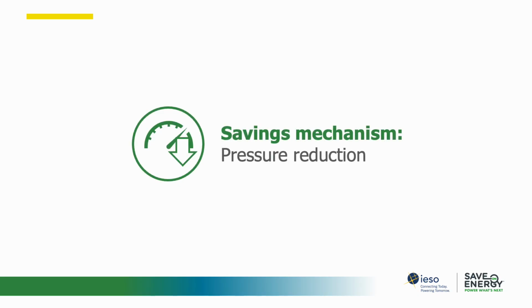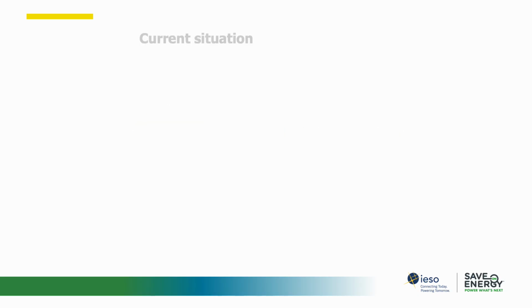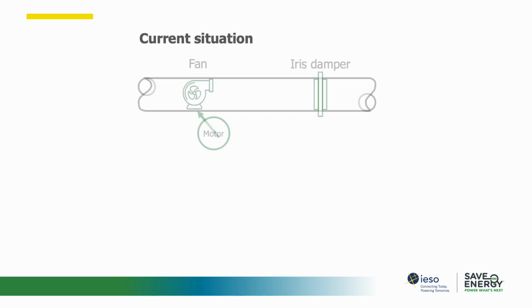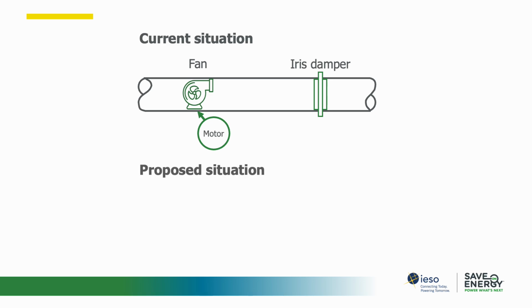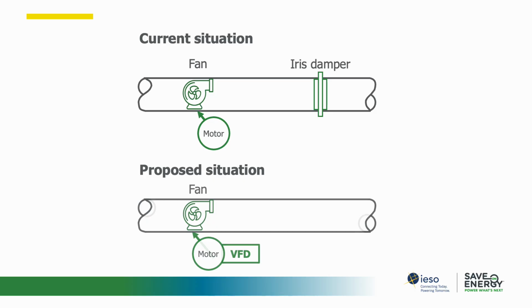Next, let's look at an example of pressure reduction. This project involves several fans recirculating hot air within a drying process. The project involves the installation of VFDs and fan re-sheathing to replace the function of the iris dampers currently used to achieve the desired airflow rate. This eliminates the pressure drop across the dampers.